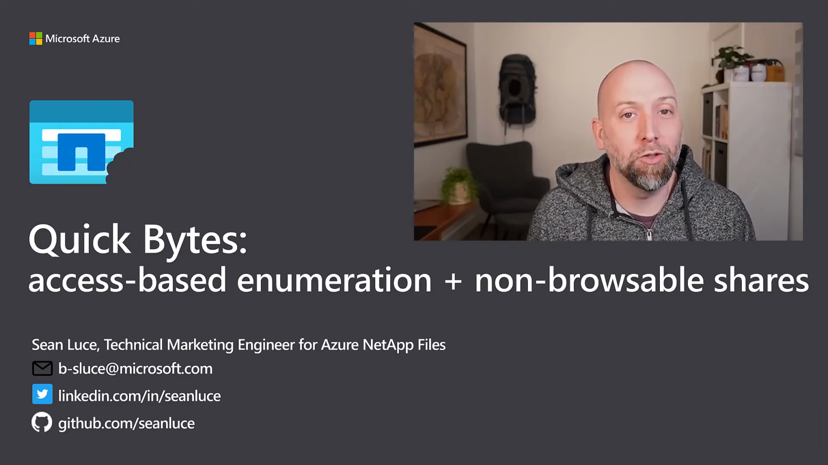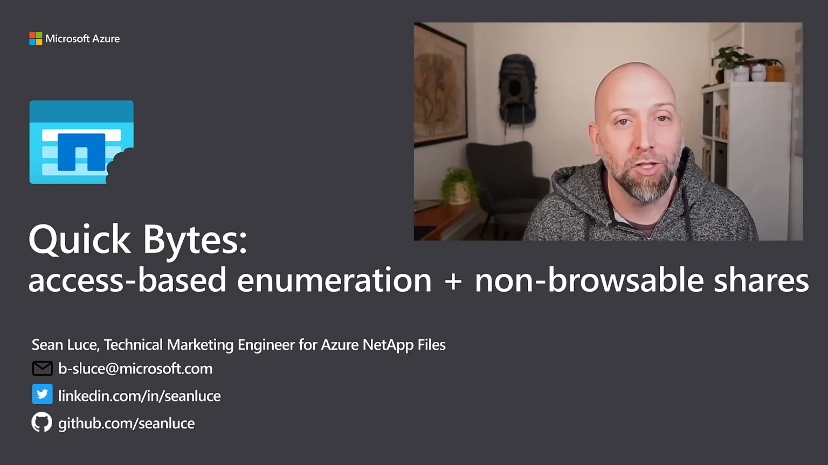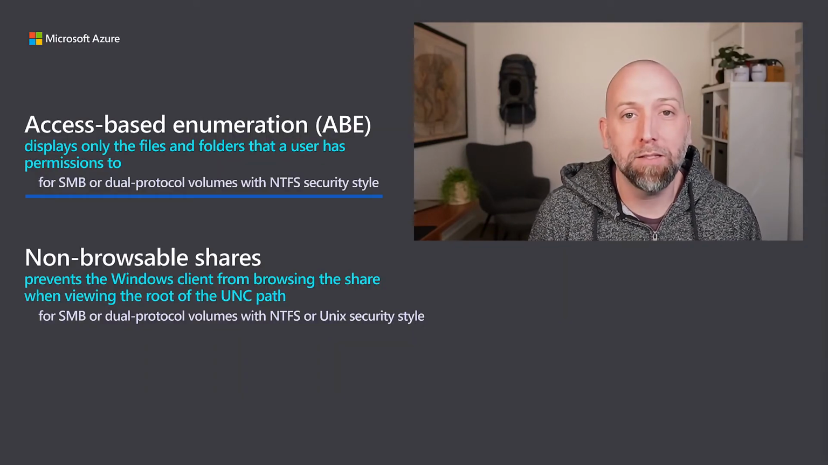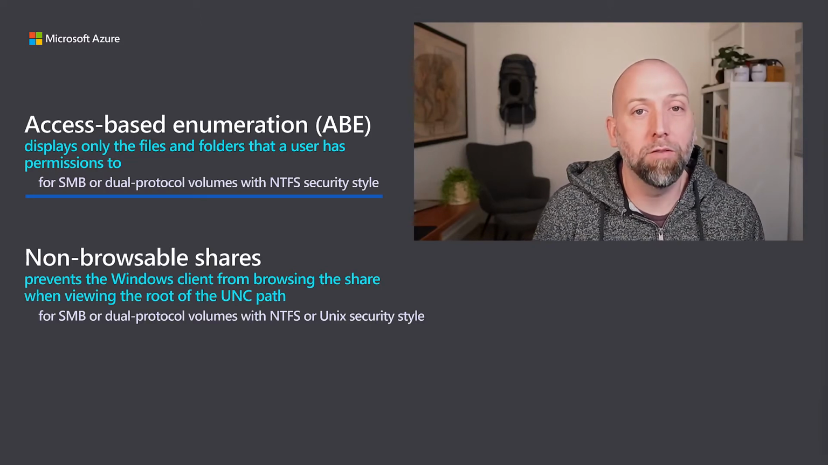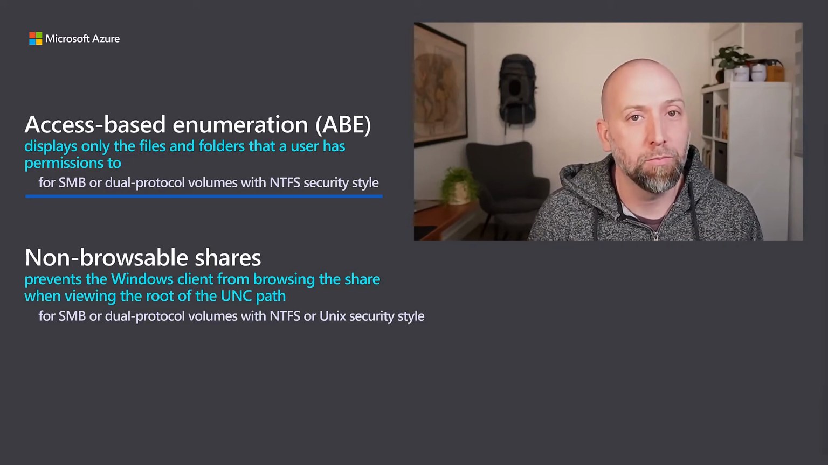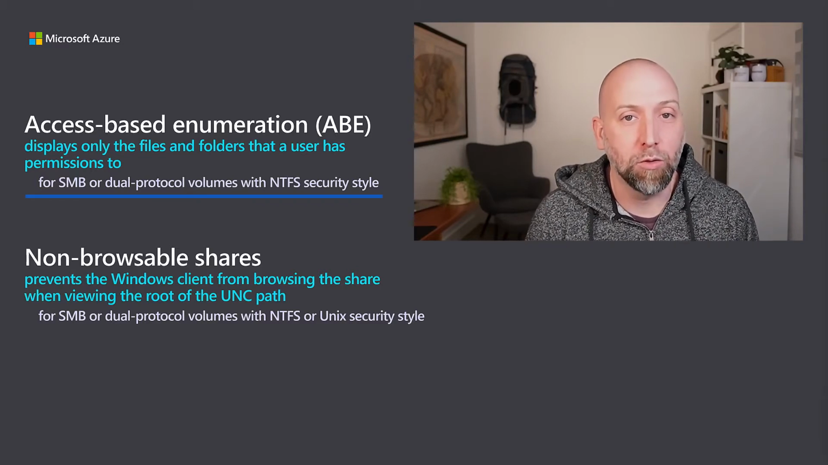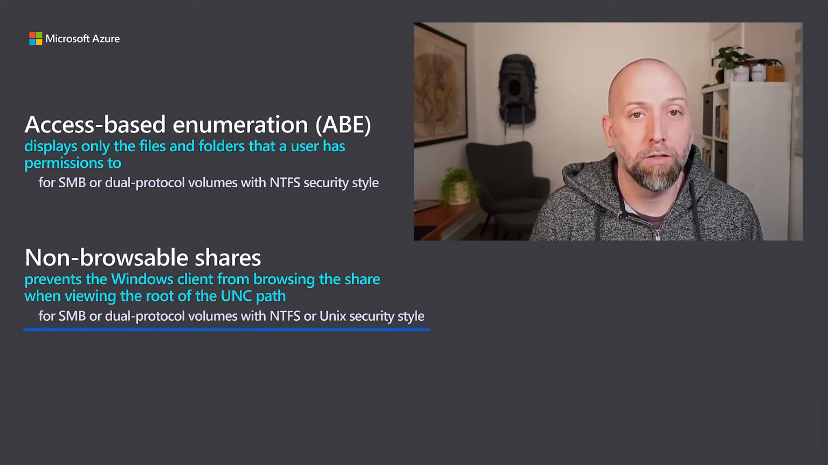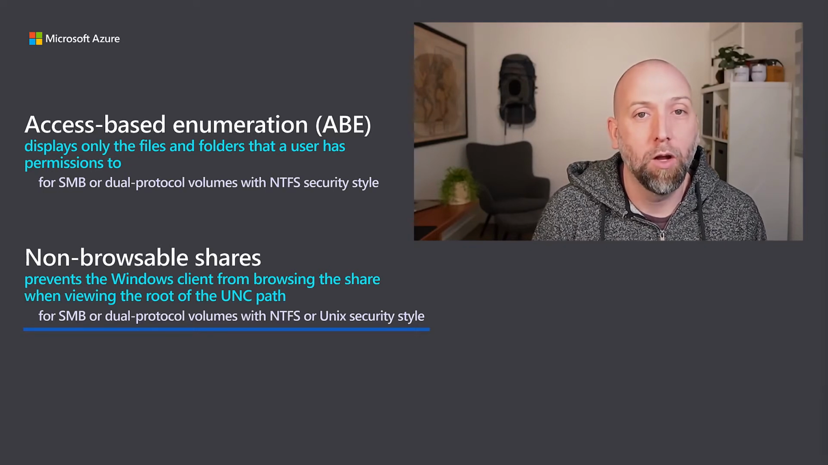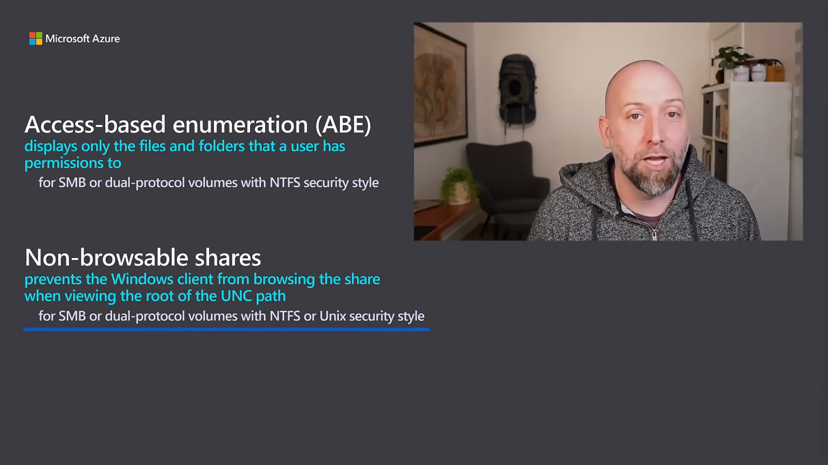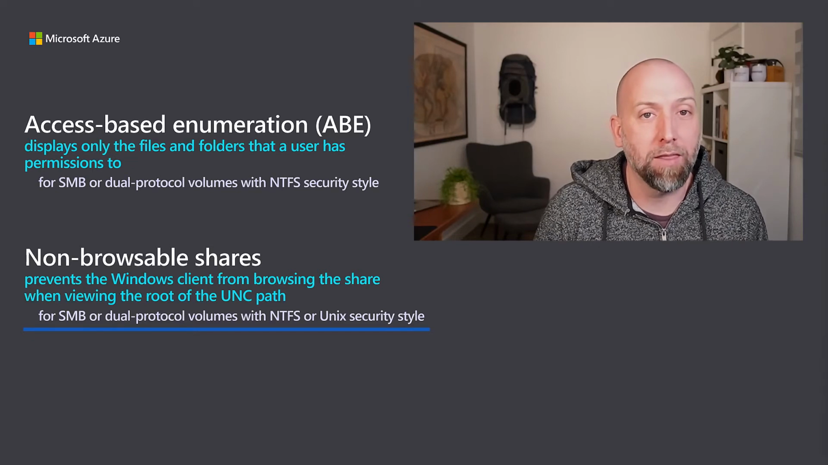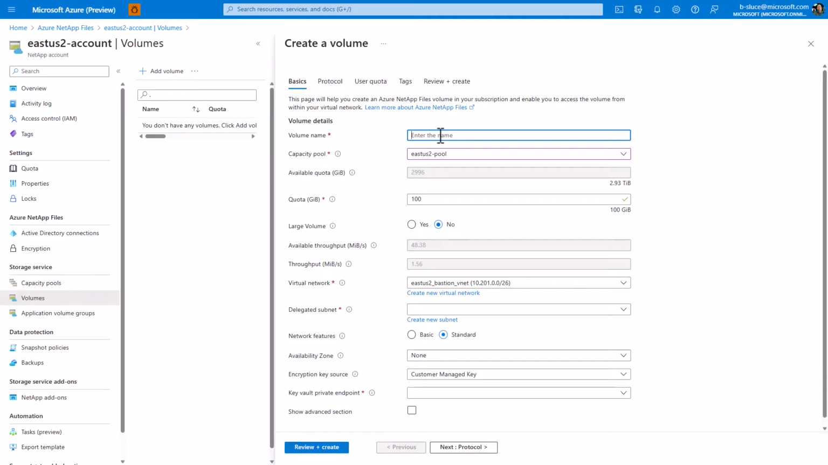Today, I'd like to introduce you to two new Azure NetApp Files features that can help you keep your data a little more secure. The first, called Access-Based Enumeration, when enabled, will only reveal files and folders that a user has access to. This prevents data that a user doesn't have access to from being visible while browsing the file tree. The second, called Non-browsable shares, prevents the Windows client from browsing the share when viewing the root UNC path of the Azure NetApp Files SMB server. To access the share, the user will need to specify the explicit path, including the share name. Let's dive into the Azure portal and check out these two new features.